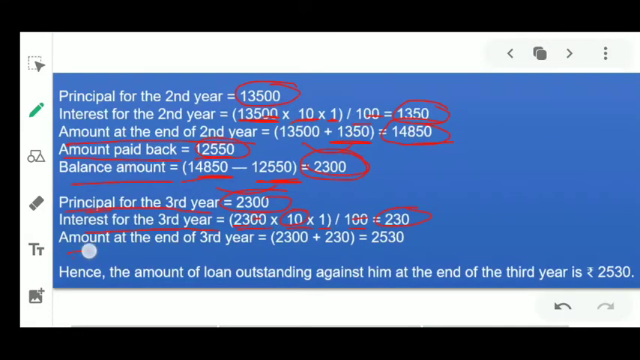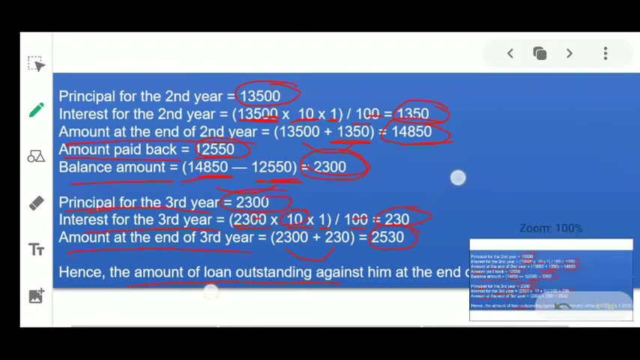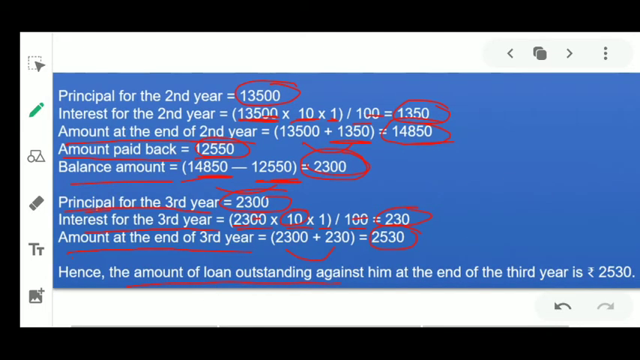Now the amount at the end of the third year equals P plus I, 2,300 plus 230 equals 2,530. So hence the amount of loan outstanding for him at the end of the third year equals 2,530. That is the answer.